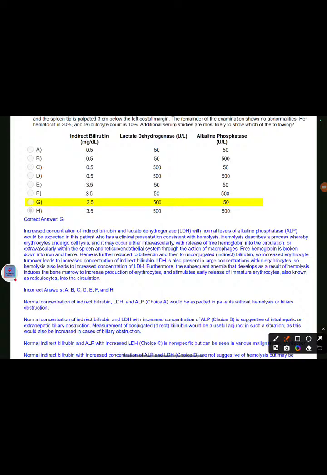Normal concentration of indirect bilirubin, LDH and ALP would be expected in patients without hemolysis or biliary obstruction. If indirect bilirubin, LDH and ALP are normal, the patient is not having hemolysis. Normal concentration of indirect bilirubin and LDH with increased ALP suggests intrahepatic or extrahepatic biliary obstruction. Measurement of conjugated direct bilirubin would be useful in such a situation, as this would be increased in case of biliary obstruction. If direct is increased, it means biliary obstruction.